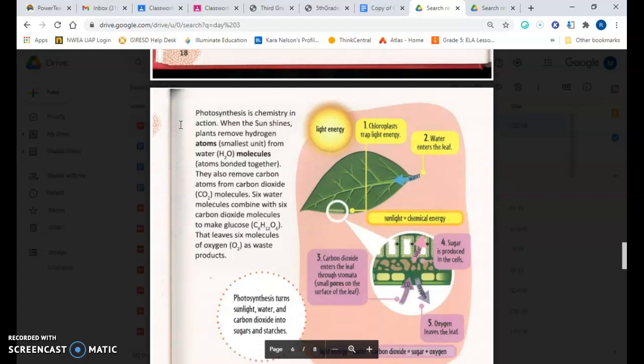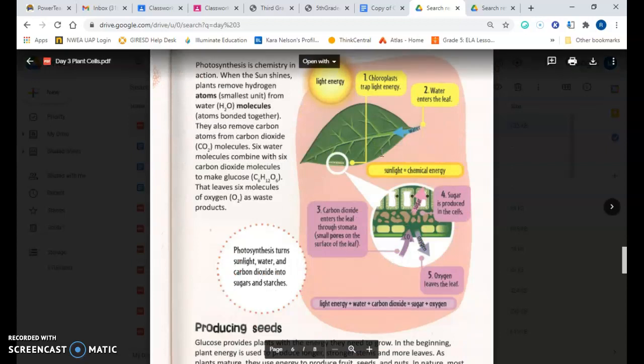Photosynthesis is chemistry in action. When the sun shines, plants remove hydrogen atoms, the smallest unit, from water, H2O, molecules, which are atoms bonded together. They also remove carbon atoms from carbon dioxide molecules. 6 water molecules combine with 6 carbon dioxide molecules to make glucose. That leaves 6 molecules of oxygen as waste product.